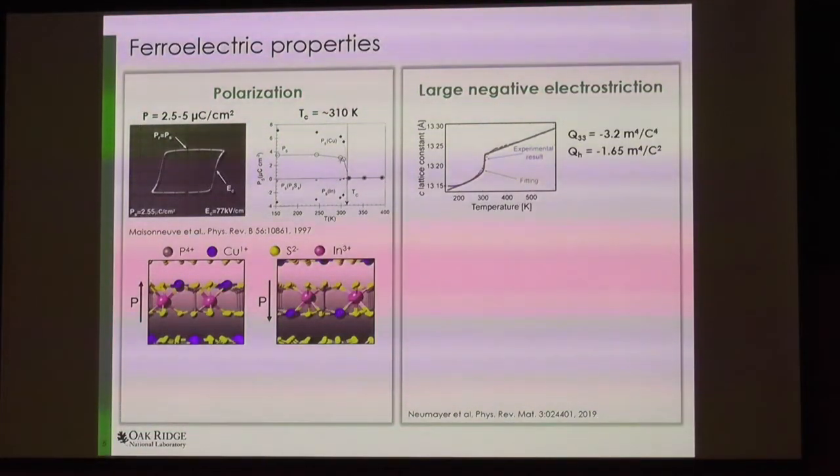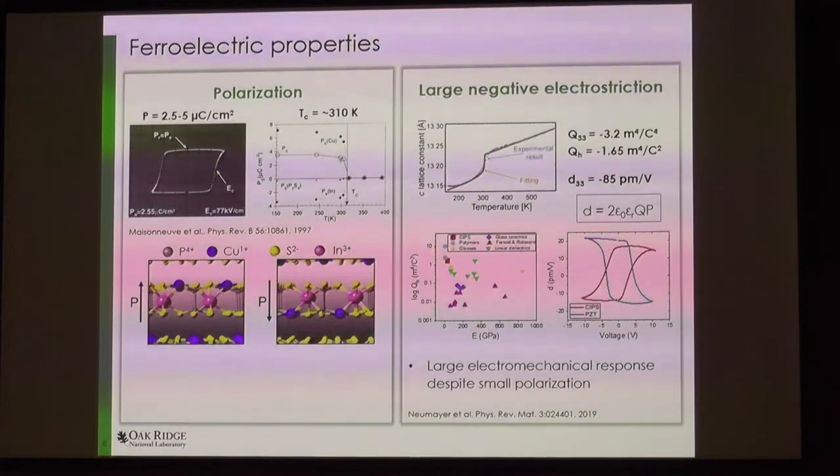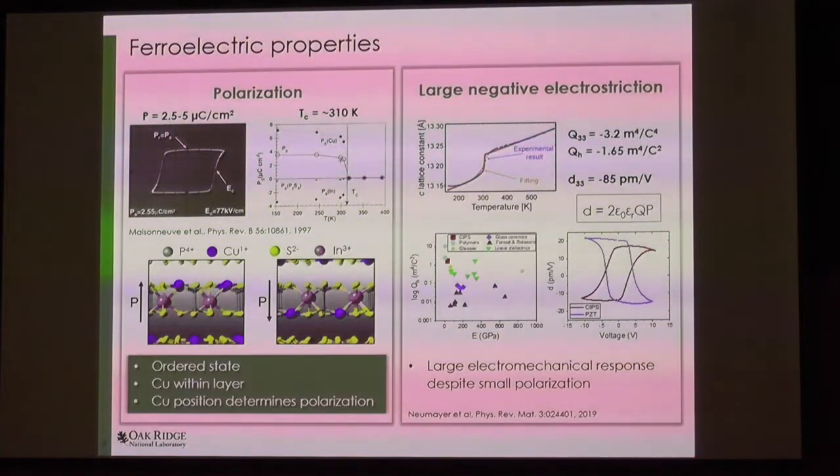On the other hand, we also have high electrostriction. So CIPS is somewhere here, right up there with polymers and glasses, whereas other ferroelectrics are orders of magnitude lower. So despite the low polarization, we get a piezoelectric output comparable to PZT. The important takeaway message from this slide is that ferroelectricity is associated with an ordered state, and in this case, copper mostly determines our polarization. And copper is within that layer.